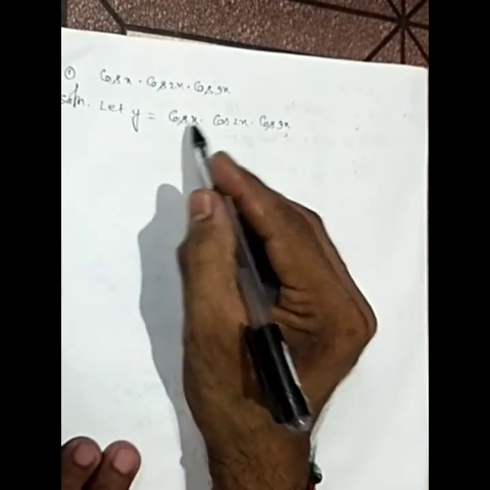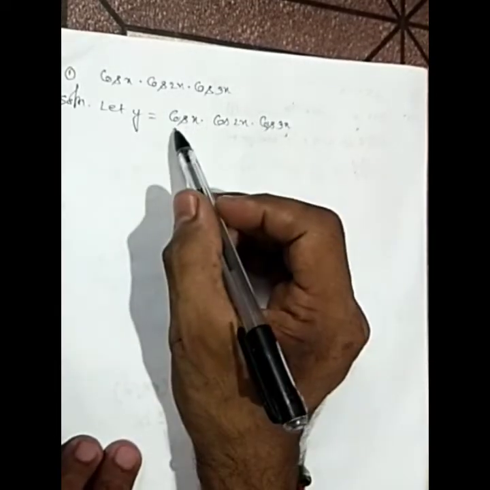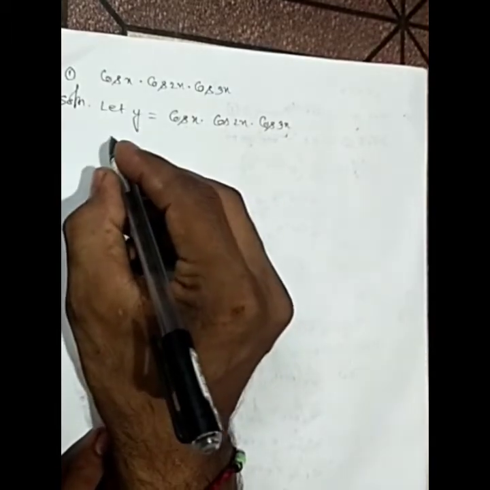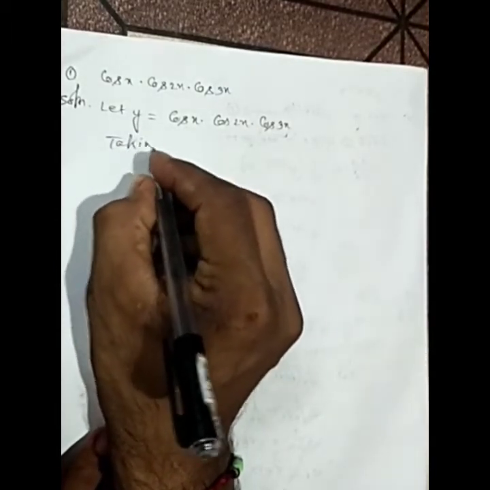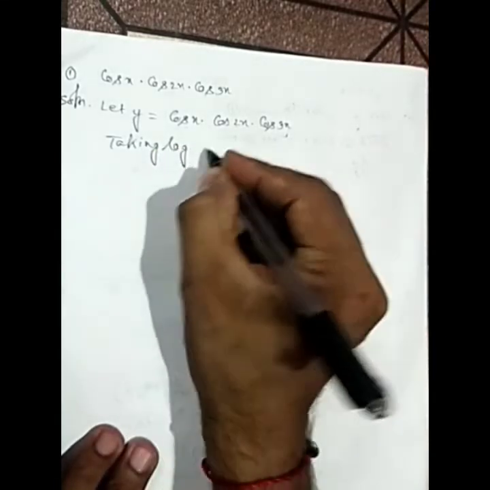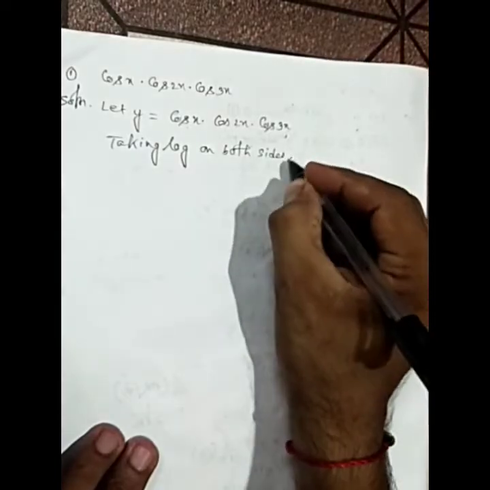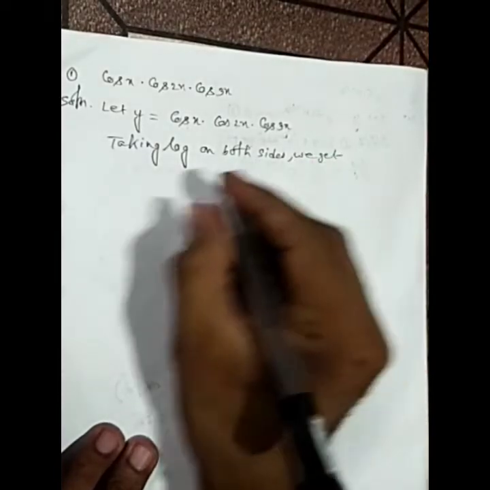Suppose these are u, v, w. Then for this type of function you must always take log. Taking log on both sides, we get, what will you get?